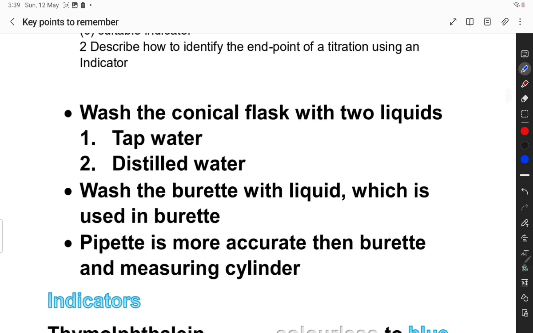Wash the conical flask with two liquids. Please keep it in mind: always wash the conical flask with tap water and distilled water. Wash the burette with the liquid which is used in the burette. For example, if you are going to take HCl in the burette, then wash the burette with HCl.